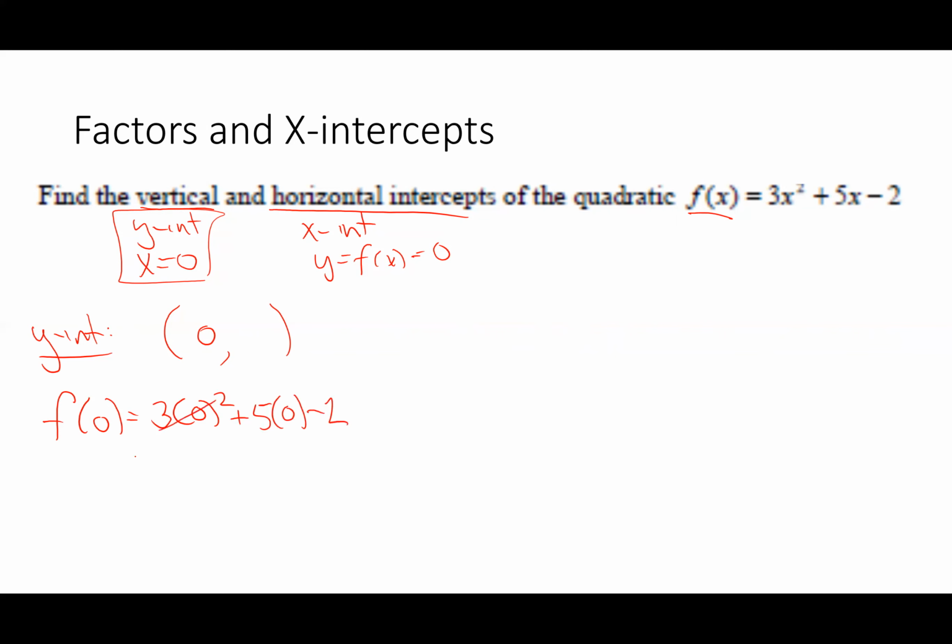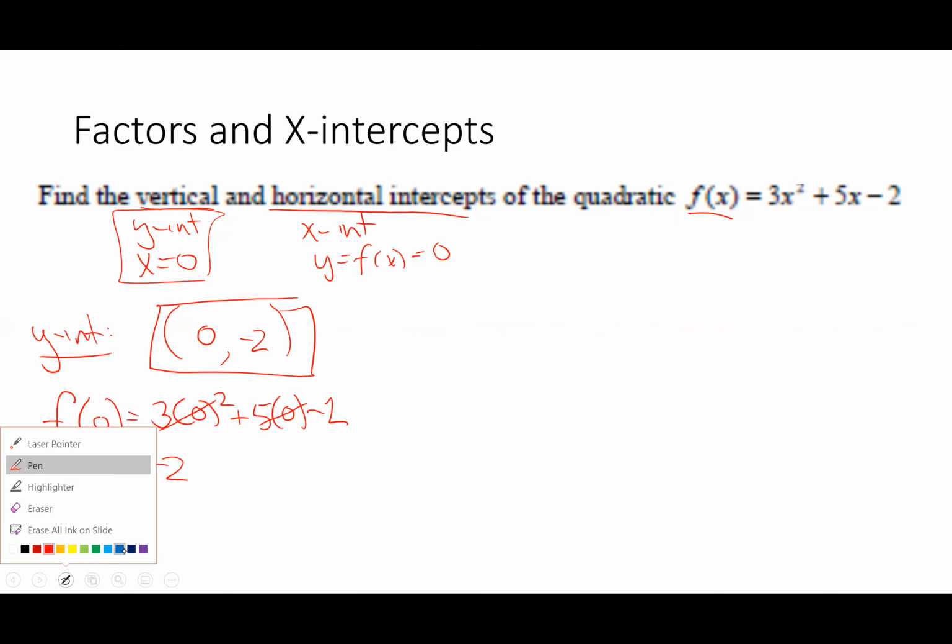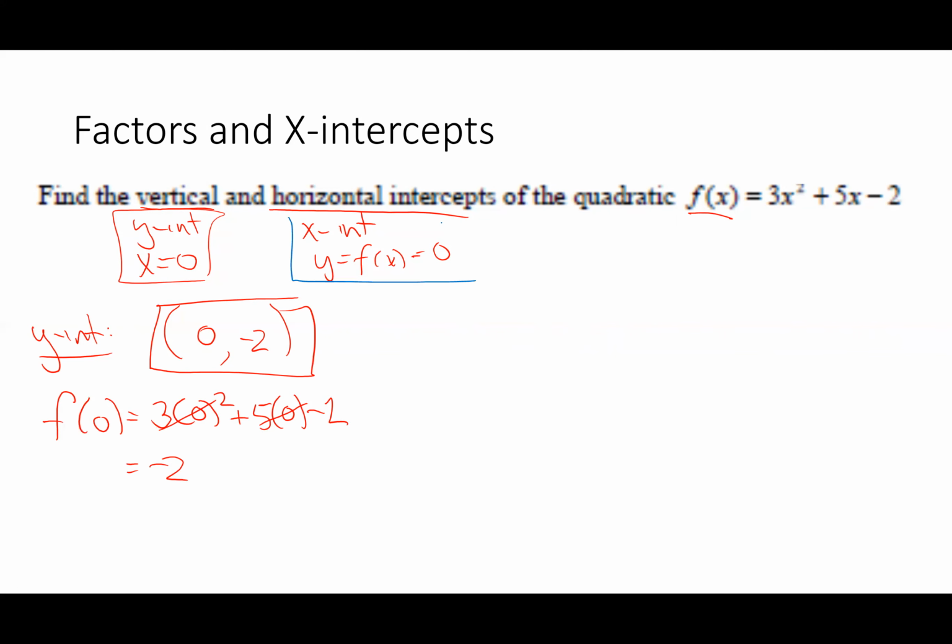So this knocks out, this knocks out. I just have -2. That's great. So okay, there's my y-intercept, my vertical intercept, if you will. I prefer if you wouldn't, I don't like that language. So now we've got the x-intercepts. Now, if you notice, I said x-intercepts. There might be more than one.